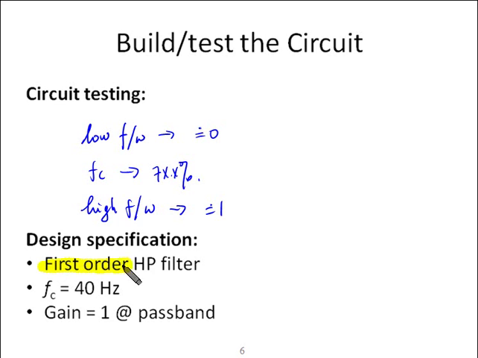In conclusion, the first-order high-pass filter we designed in this project is an active high-pass filter with a cutoff frequency of 40 Hz and a passband gain of 1.